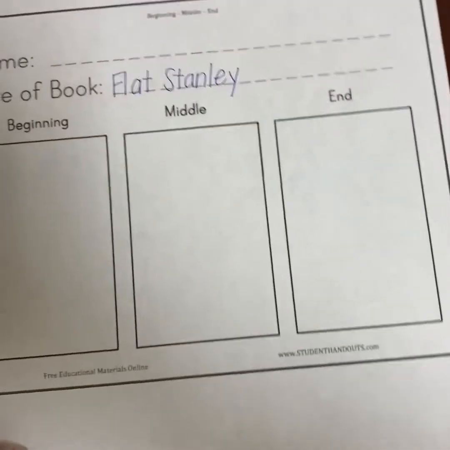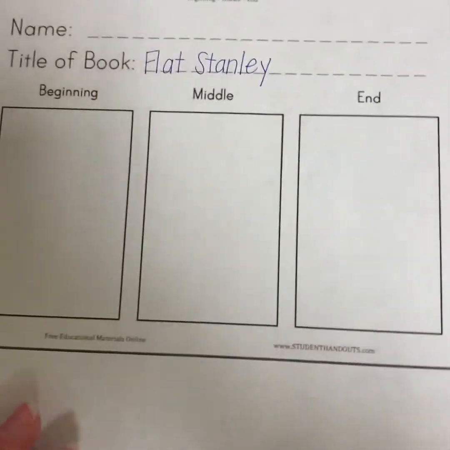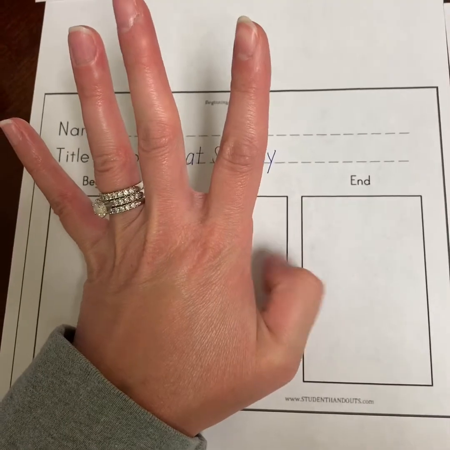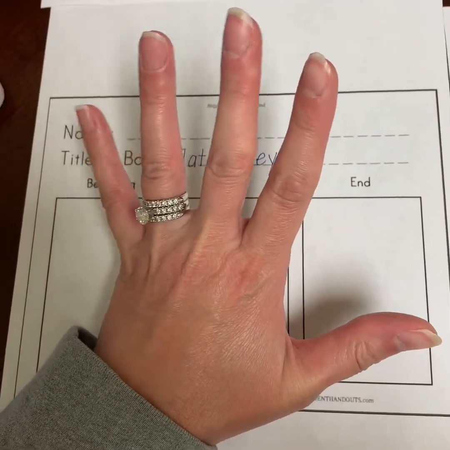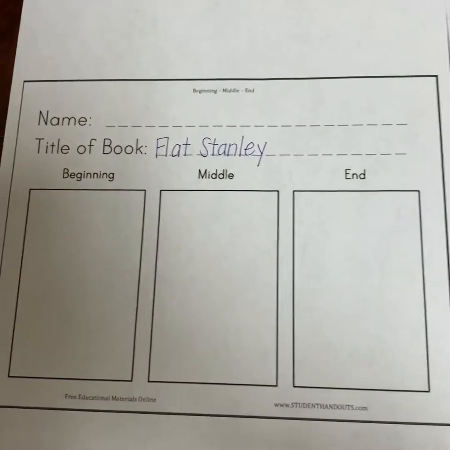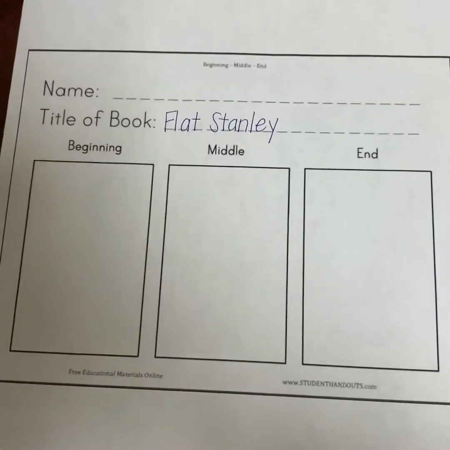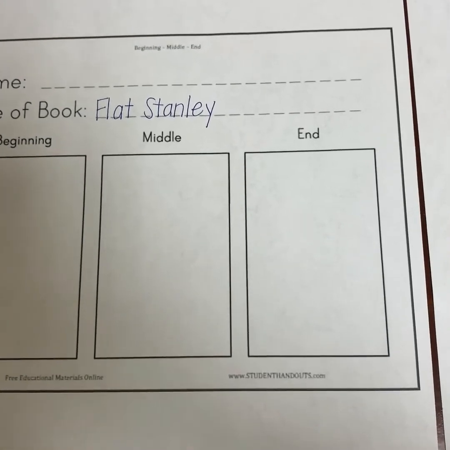Okay, so there is my title, and now boys and girls, we're going to use our retelling hand, and we are going to tell the characters, the setting, the beginning, the middle, and the end. So let's start with the beginning. What happened at the beginning of the book? Let's look at what happened.